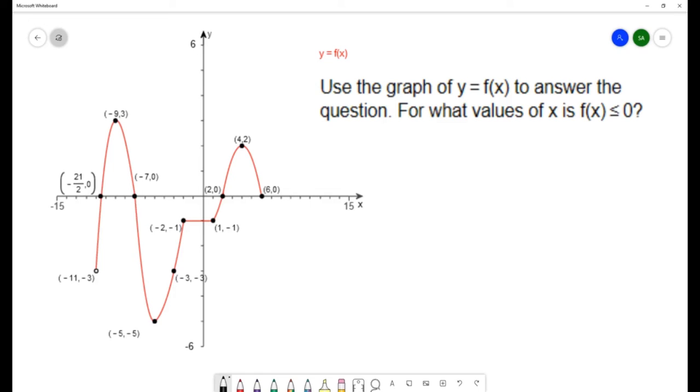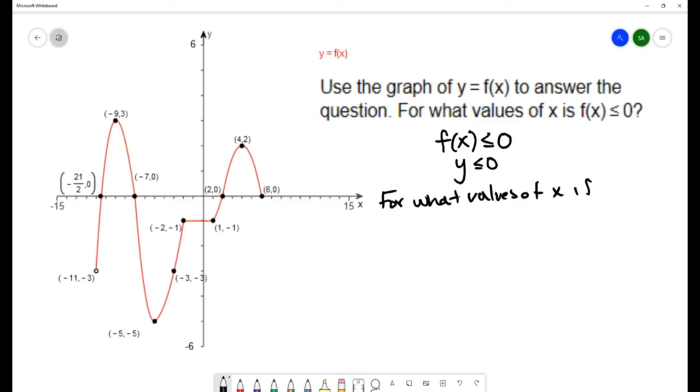So let's make sure we know what those symbols mean. F of x less than or equal to 0. F of x is the same thing as y. So this statement is saying y is less than or equal to 0. So let's reword our question with that information. For what values of x is y less than or equal to 0? In order to answer that question, we need to identify on the graph when y is less than or equal to 0.